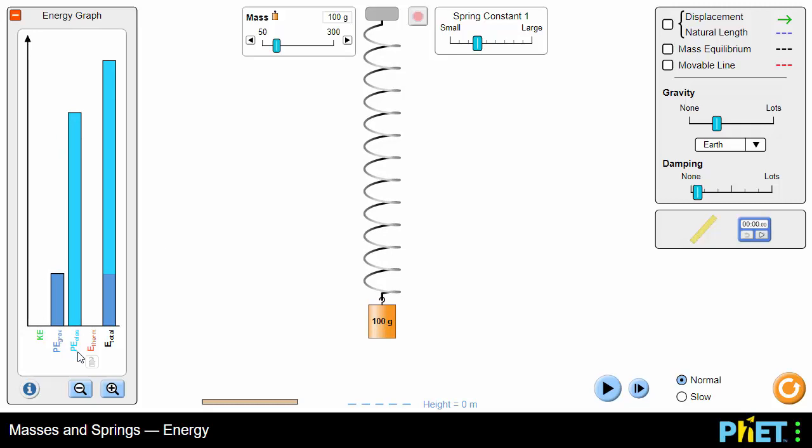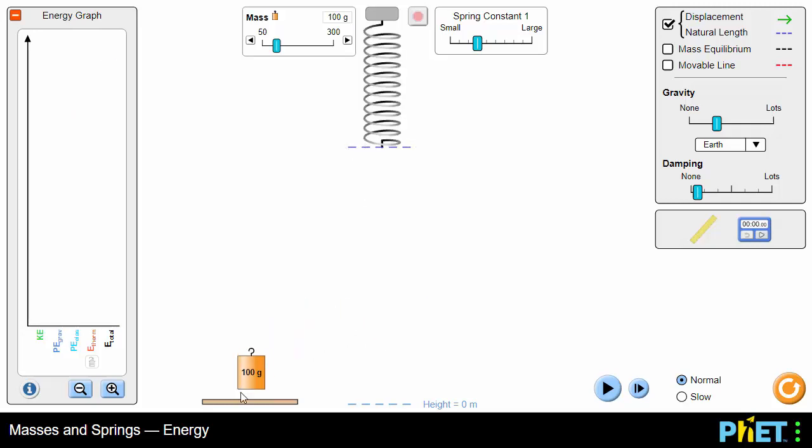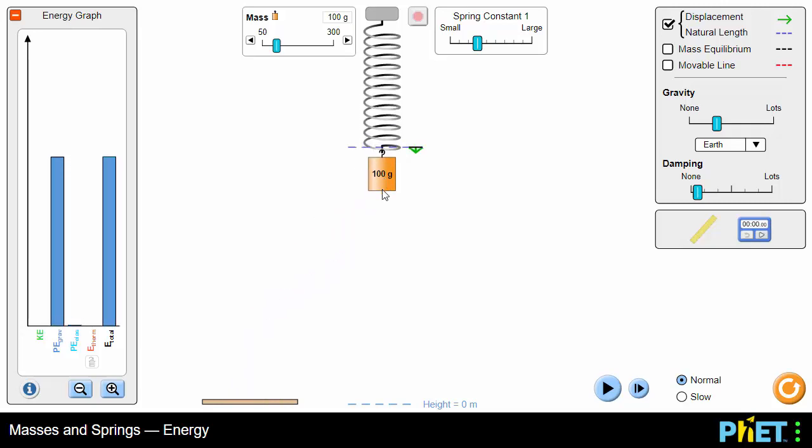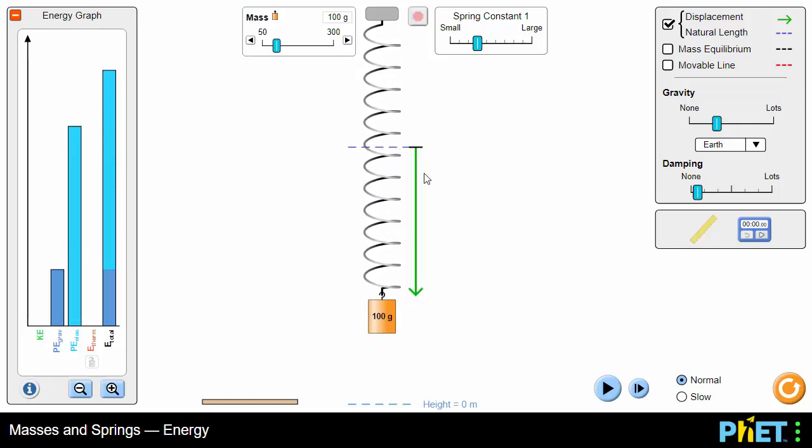And before I talk about the elastic potential energy, we have some markers to help us discuss this. Over here on the right hand side, there's one marker which shows you the natural length of the spring. So this line here is the natural length of the spring, where the spring would be without a mass on it. So if I take the mass off, you can see that's where the spring is. I put the mass back on and stretch down. This green arrow shows me how much the spring has been extended. It's the extension of the spring.